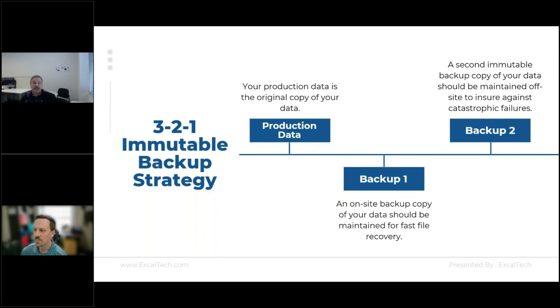And then for extreme situations where you've got a catastrophic failure, a failure at the building level, your site is offline completely and you need to spin up somewhere else, having an offsite backup is extremely important and invaluable in a situation like that. Go ahead and next slide.